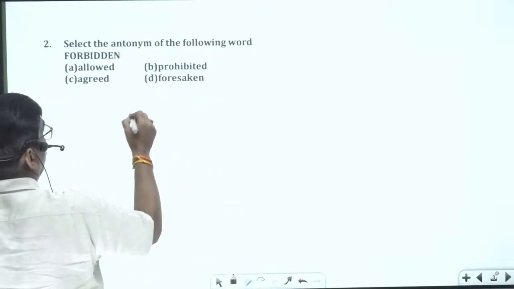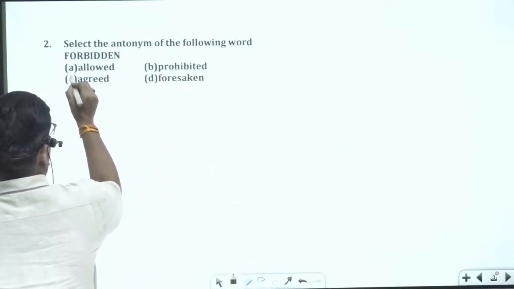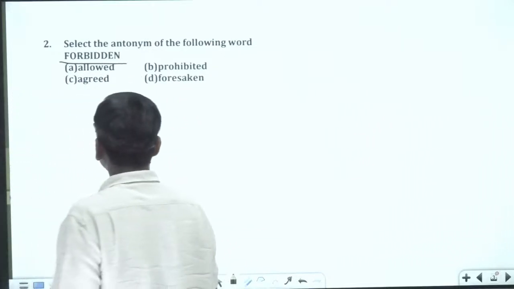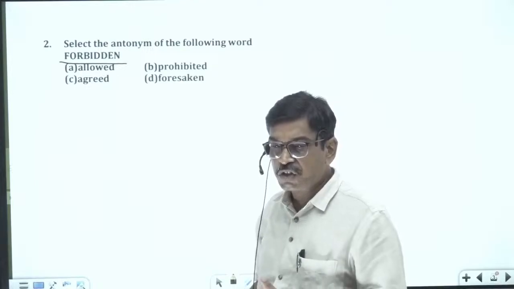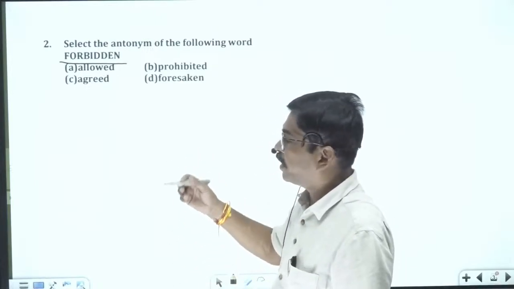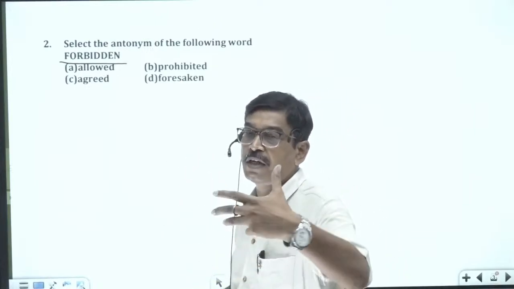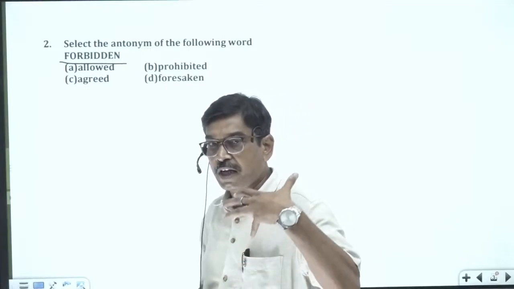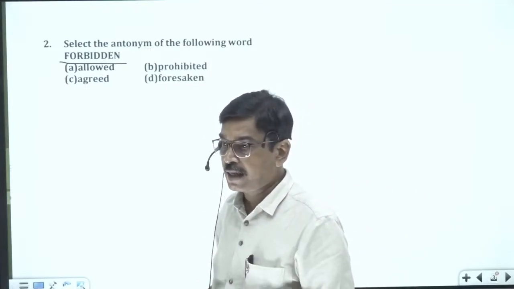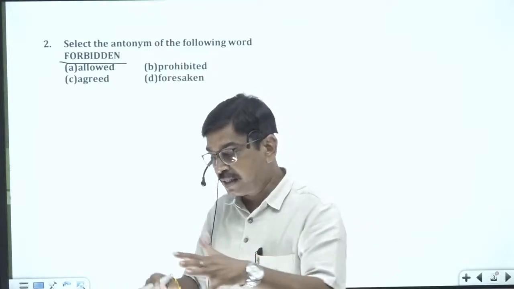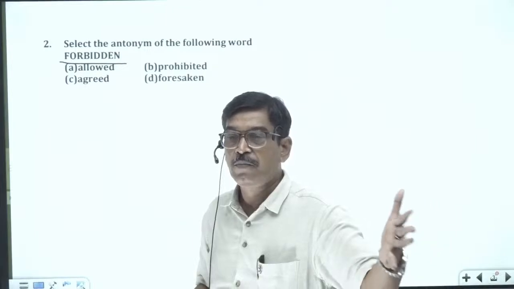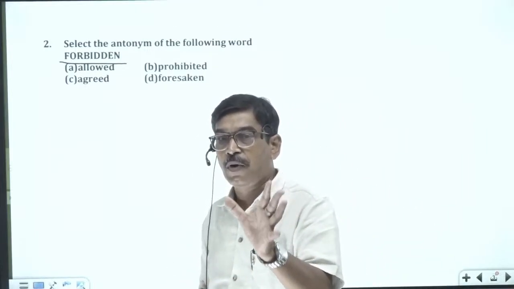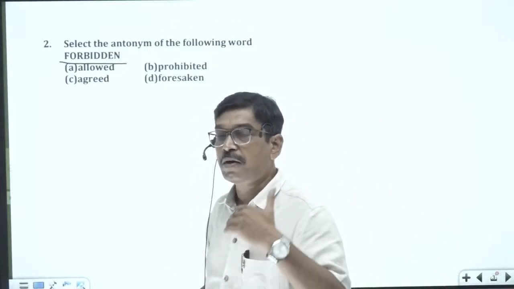Select the antonym of the following word. Forbidden. This is a very good question and easy question. Forbidden. How to use forbidden? Forbidden place means not allowed to enter. For example, this is a forbidden place. Places are of different types. Abandoned place means deserted place. Forbidden place means not permitted to enter, means not allowed.